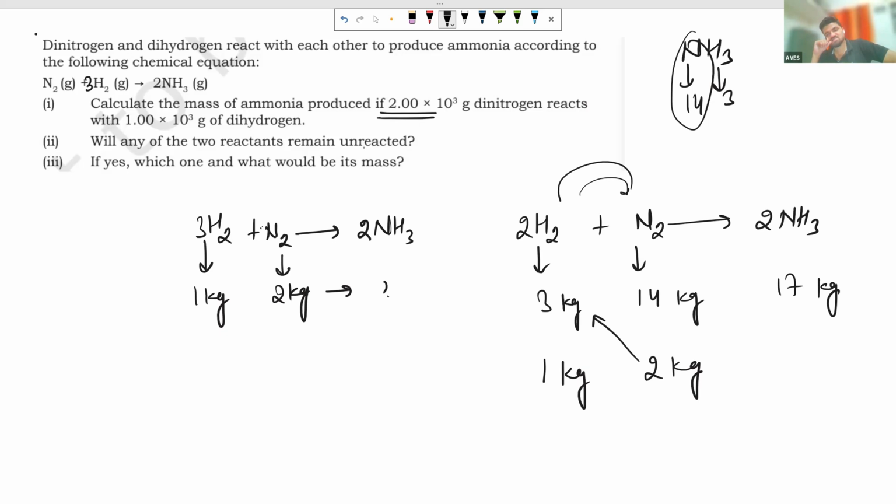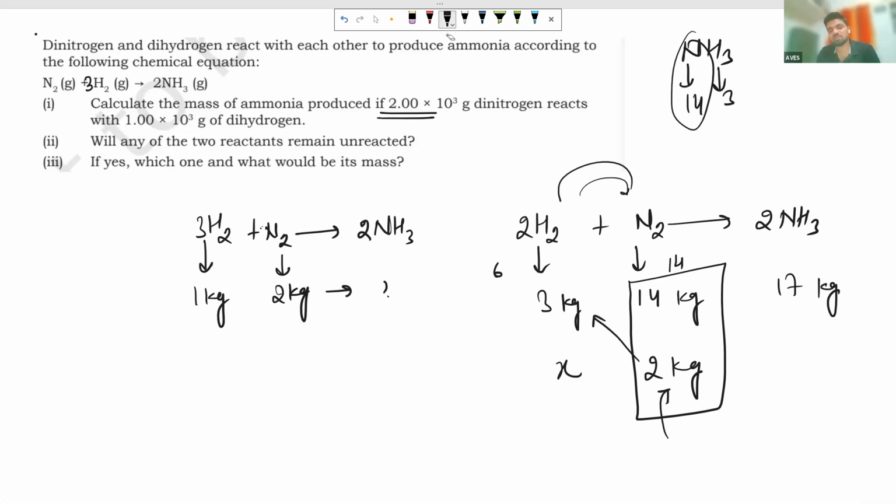So this one is the limiting reagent. Here you get 6 as a product, here you get 14. The smaller number is the limiting reagent. The product will be formed according to this one, because this will be consumed first. Okay, so what we will do, we will remove this value.